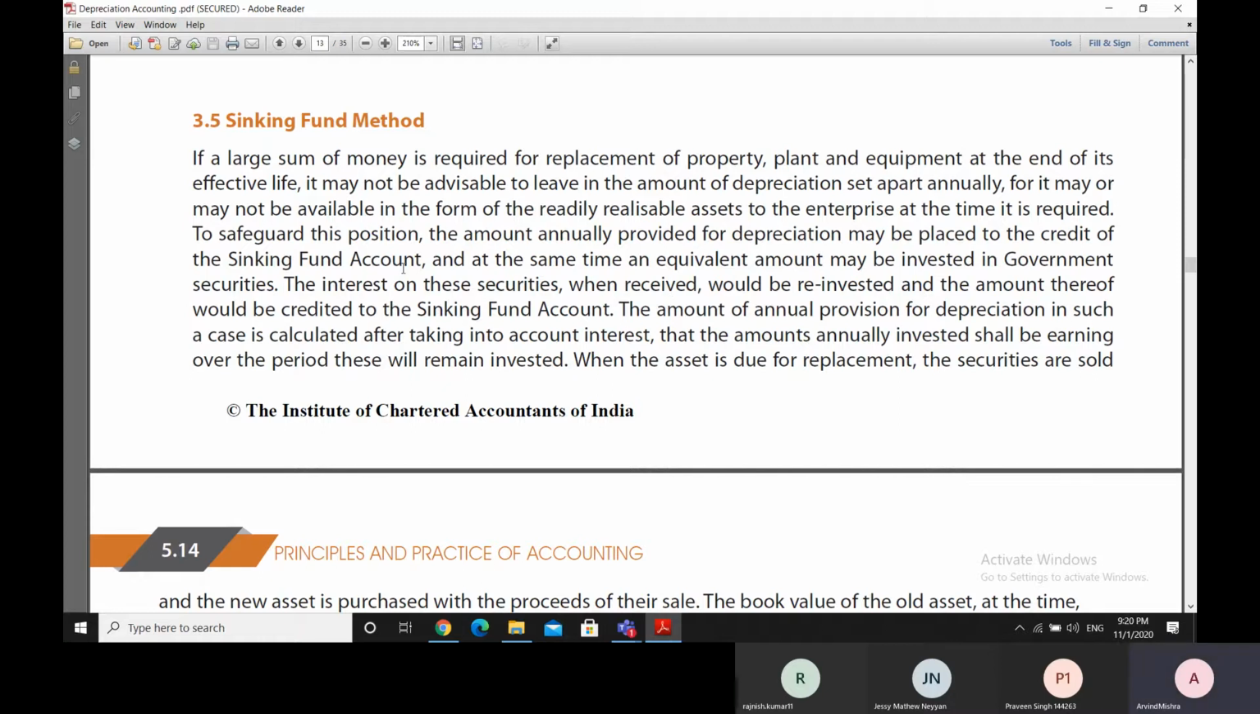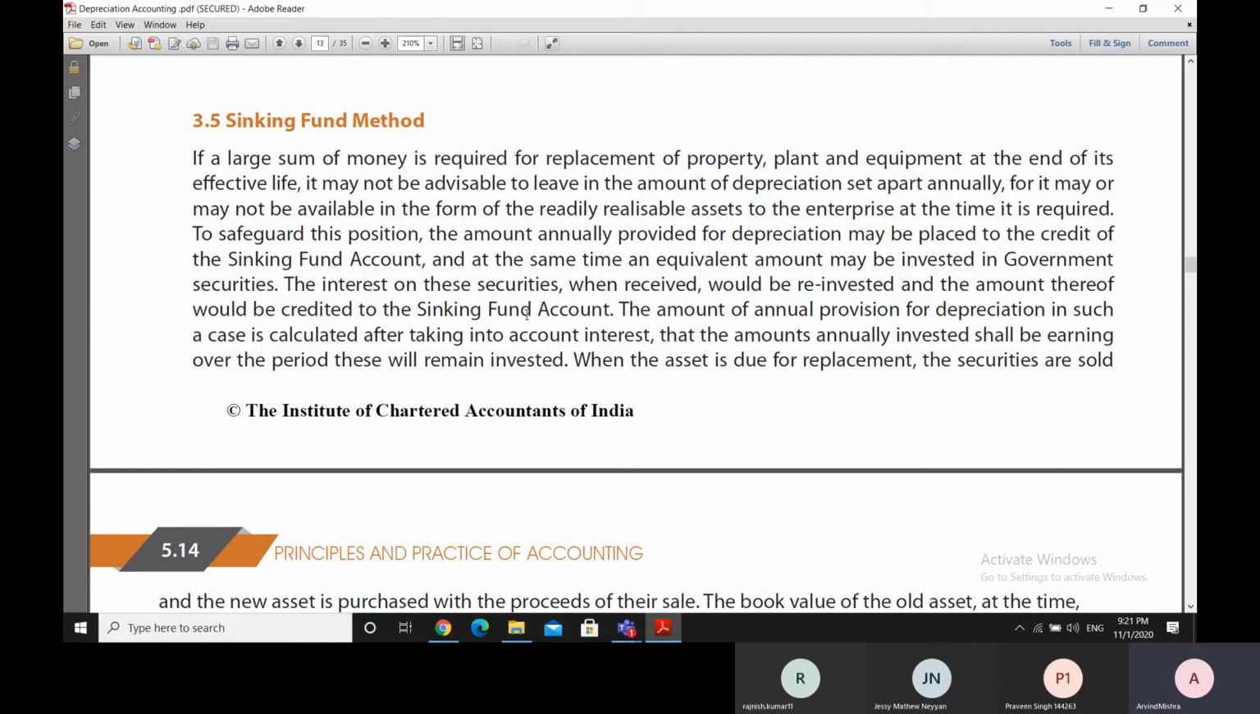So instead of crediting the provision account where we are setting apart the depreciation, we are creating here a sinking fund account, and we are crediting the amount annually into the sinking fund account, and the same amount which we are crediting to the sinking fund account, we are investing in government securities. So in other words, whatever amount we are crediting to the sinking fund account, the same amount we are investing in the government securities.